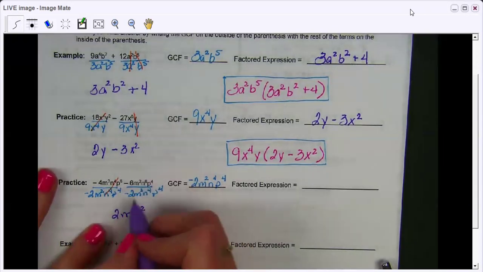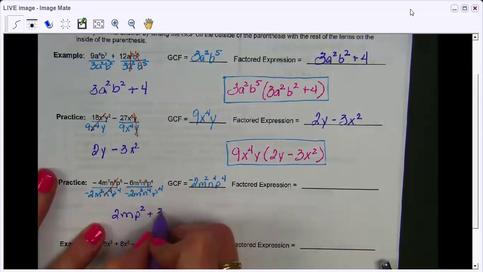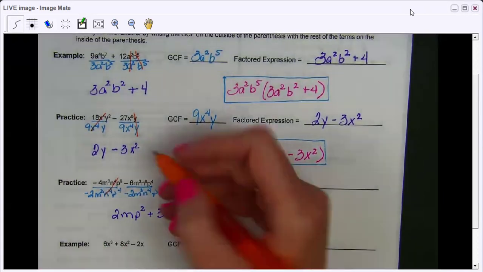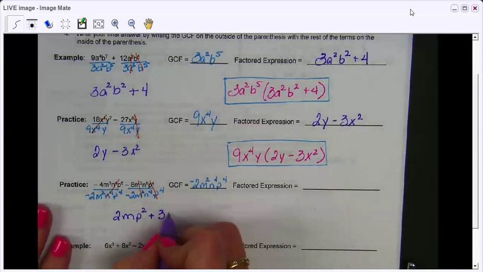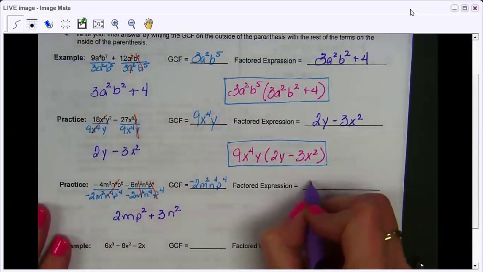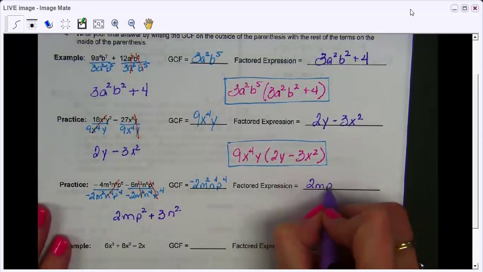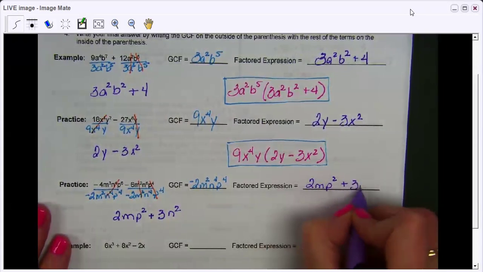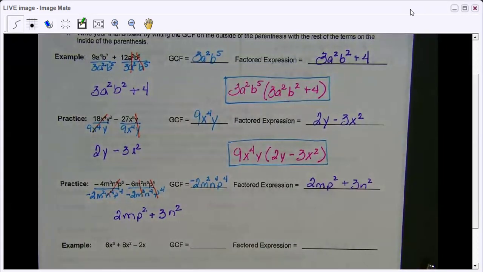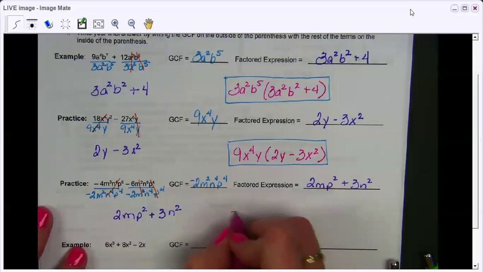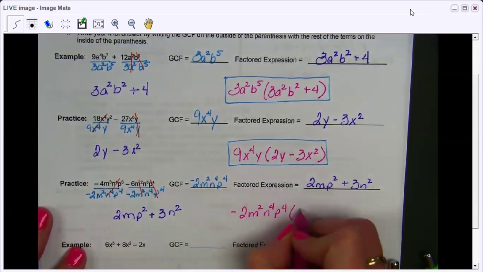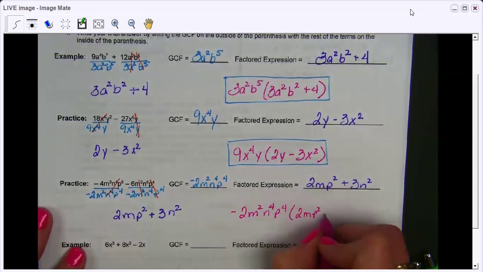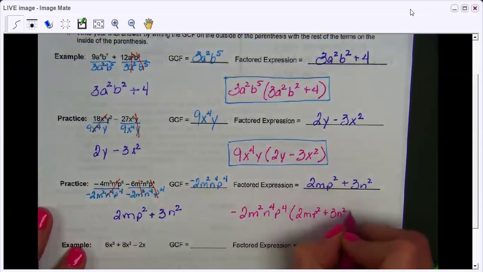So now -6 divided by -2 is a +3. Our m's cancel out. Our p's are going to cancel out, but we're going to be left with n to the power of 2. So 2m p squared plus 3n squared. And so when you write your final answer, you have -2m squared n to the 4th p to the 4th, and in parentheses 2mp squared plus 3n squared.